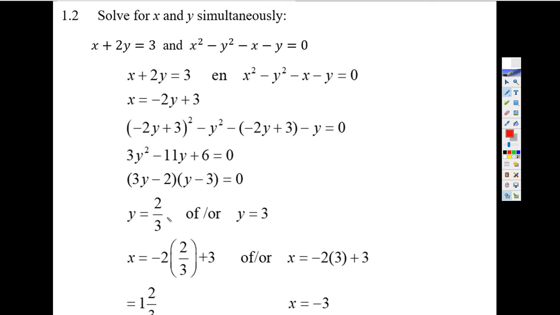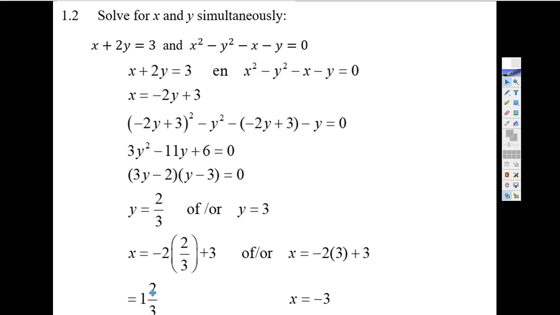It's always the answer. And then all you have to do is take 3 and put it back in for y, and you'll get the x value. So if y is 3, x is minus 3. Just 3 times minus 2 plus 3 is minus 3. And then take 2/3 and put it in there. 3 minus 2 times 2 over 3 is 3 minus 4/3, that's 9/3 minus 4/3. It equals 5/3, or 1 and 2/3.